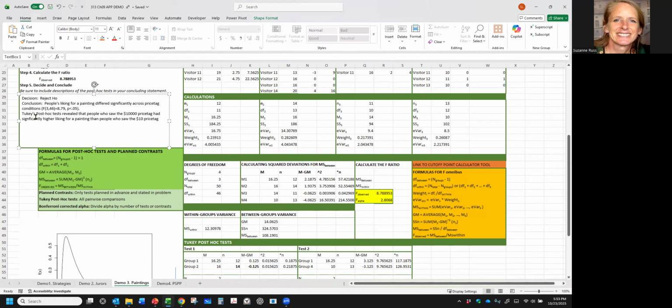And now at this point, we would add any other significant findings into this sentence. So we would say, and dot, dot, dot, dot, dot, and dot, dot, dot, dot, dot. So if there were 3 significant tests, we would indicate all of that in one sentence. And then we would go back and put in our means. People who saw the 10,000 price tag, what was the mean? Mean equals 16.25. So now we've told people who saw the 10K price tag had a mean of 16.25, and their liking was significantly higher than people who saw the $10 price tag.